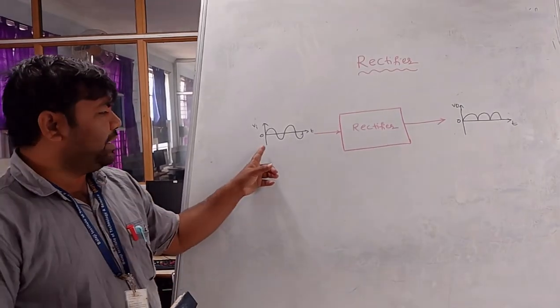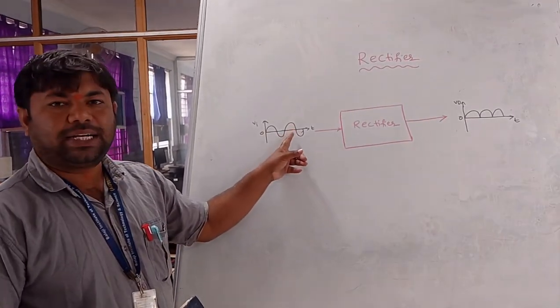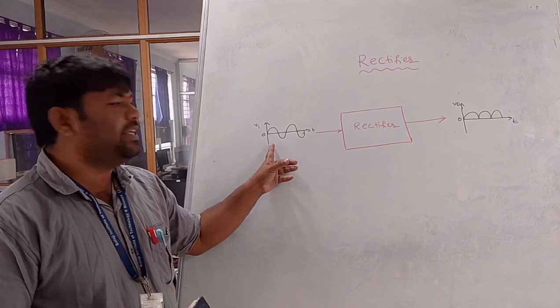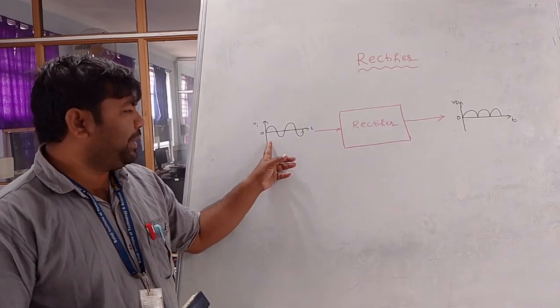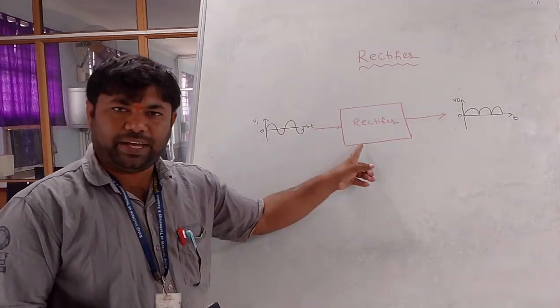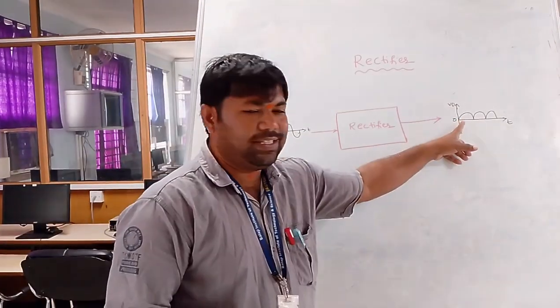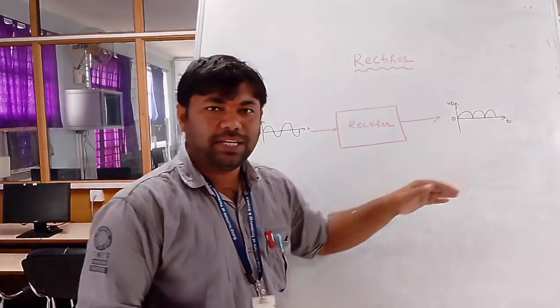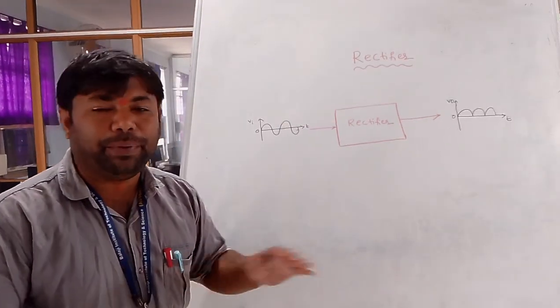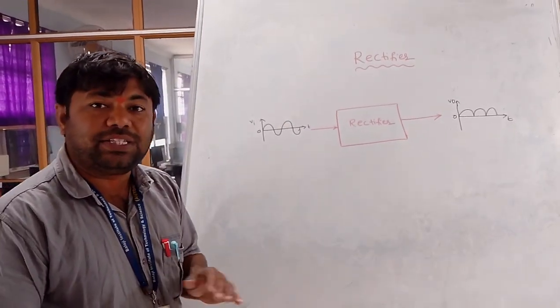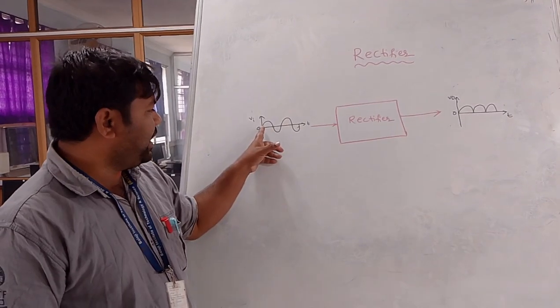So here we are applying a continuous signal, which we call an AC signal. When we apply this AC signal to the rectifier, at the rectifier output we get a pure DC signal. That means the negative half is clipped off, and the negative half gets the zero value. So you can observe here.